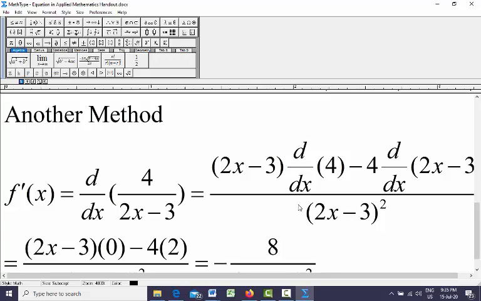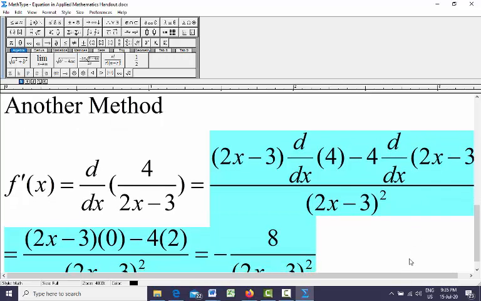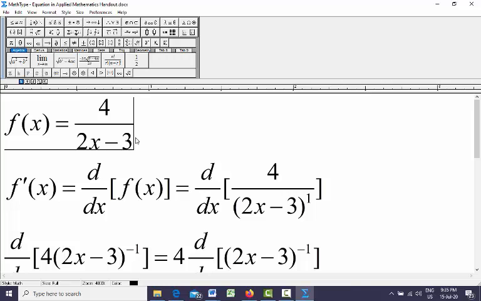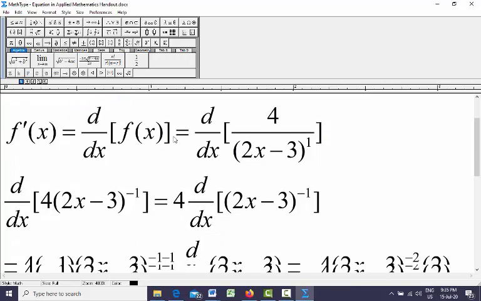Now the same problem can be solved using a new formula, the division rule. The same problem we can solve using the rule of division of differentiation. There is a rule of division for differentiation, so now we will apply that rule. So, another method: the same problem, 4 divided by 2x minus 3, we will solve in a new method.